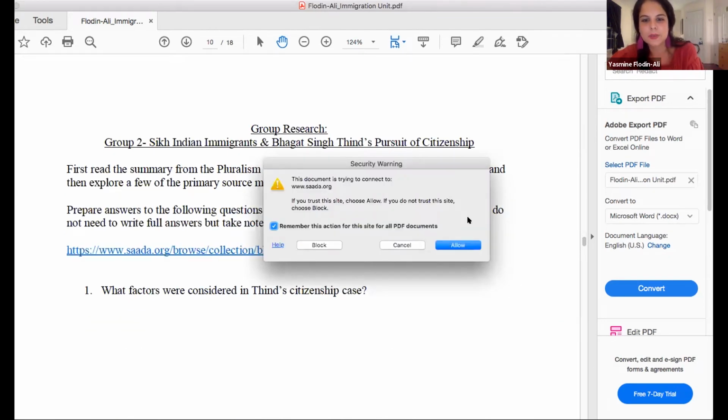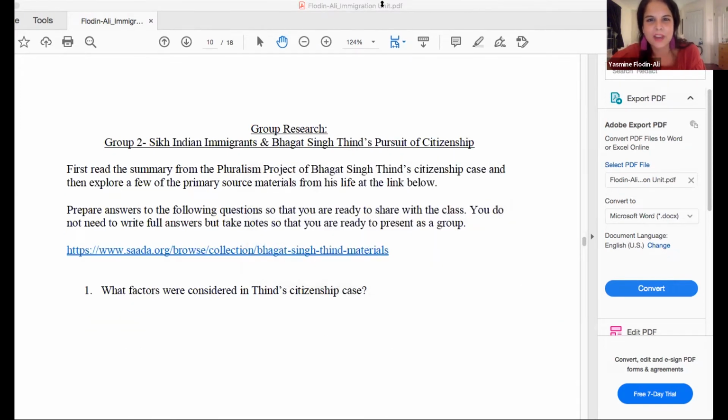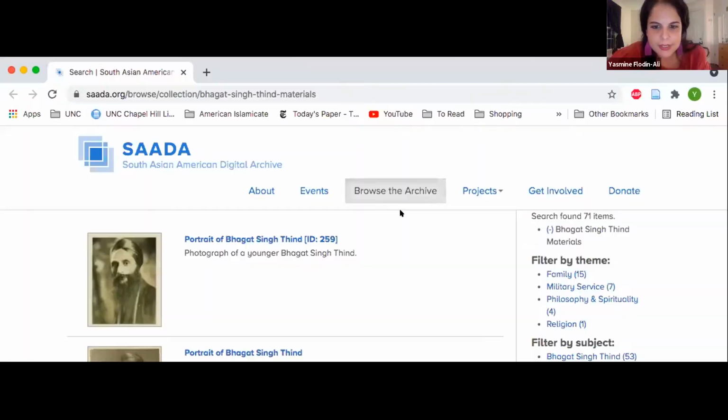So we've got a link here that students can actually look at. And I think I've got to share my screen again, probably. I'll do that here. To learn a little bit more about Bhagat and to see him and see what the Supreme Court is talking about and what they mean when they're using this highly racialized language.